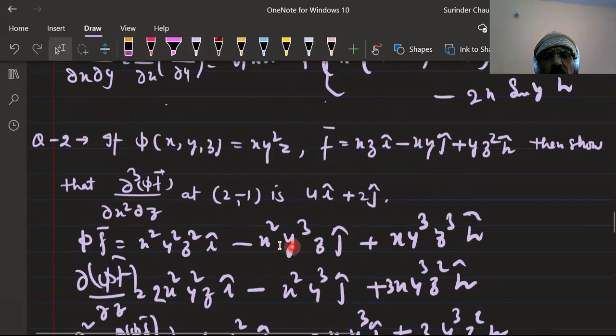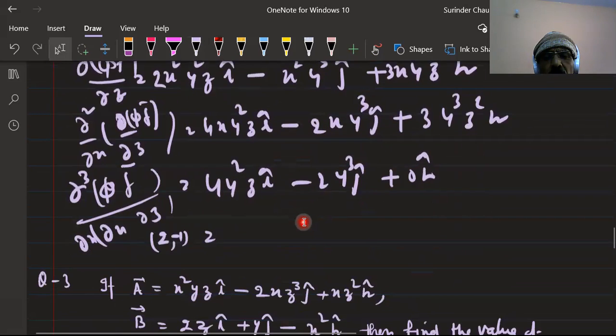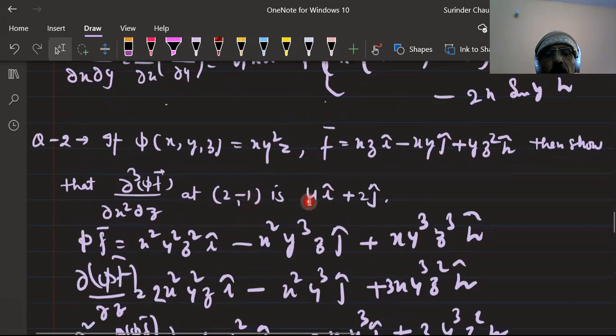Let's see this. The point is (2, -1, 1). The second point is also there, so we have 2, minus 1 and 1.